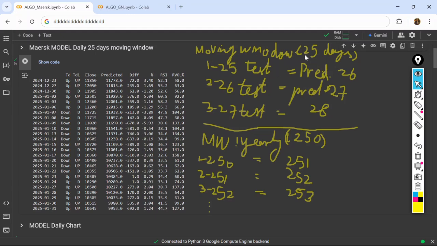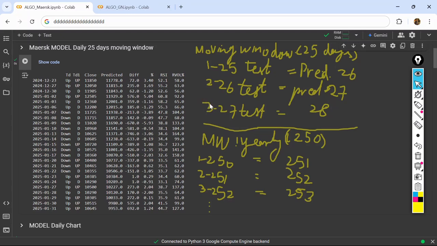So if the moving window is 25 days, the model will take from day 1 to day 25 as a test, and it will predict day number 26. On the next day, the moving window will be incremented at the start and at the end by 1. So here it will be 2 and 26. It will take 2 to 26 as a test and it will predict the 27th day's closing price.